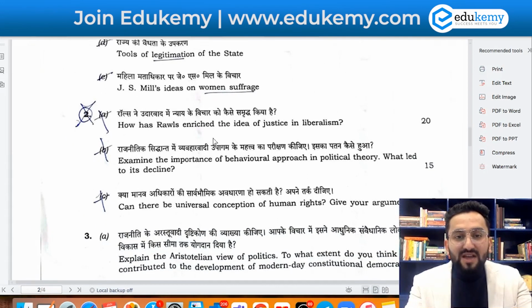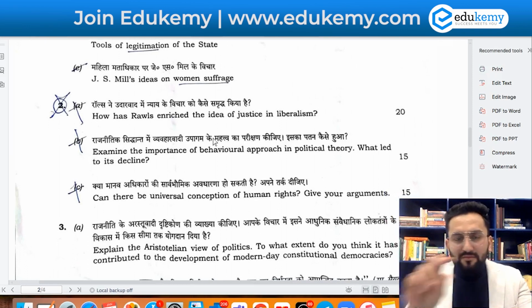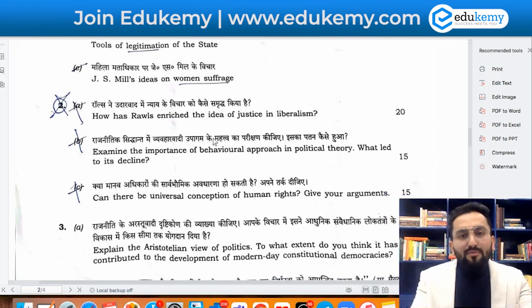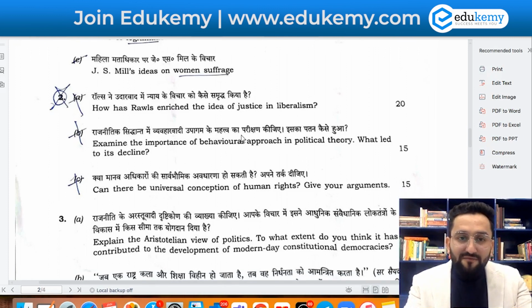Then you have J.S. Mill's idea on women's suffrage. When you read about J.S. Mill, you read about the views of Harriet Taylor and how these views were influencing J.S. Mill. J.S. Mill was considered a thinker ahead of his time, considering the prevailing conditions of Britain. We have discussed all of this in our lectures, be it foundation course or enrichment, everywhere.